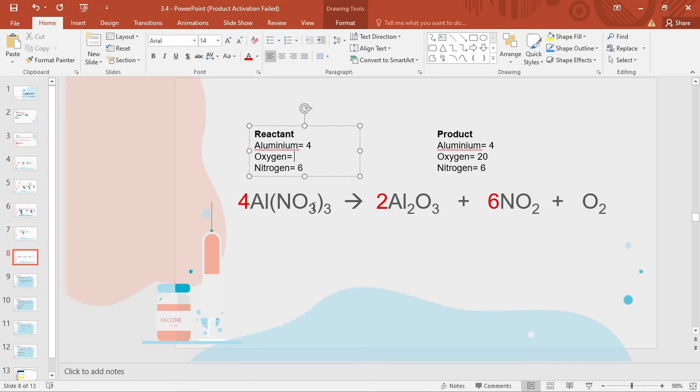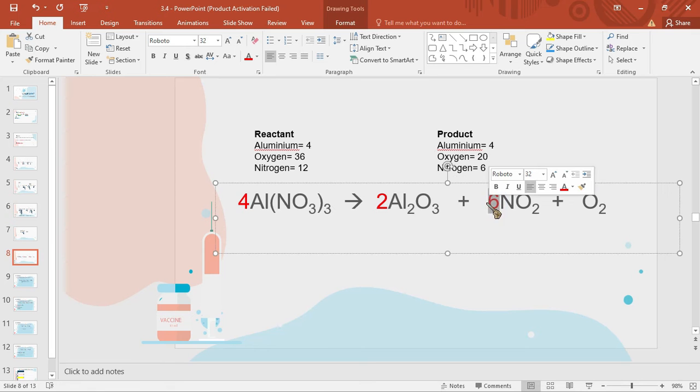Oxygen 3 times 3 is 9, 9 times 4 is 36. Nitrogen 12. 4 times 3 is 12. Now change 6 to 12, because there is 1 N, there are 6 N, here we got 12 N. So we just try first.